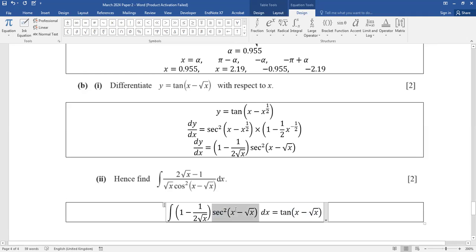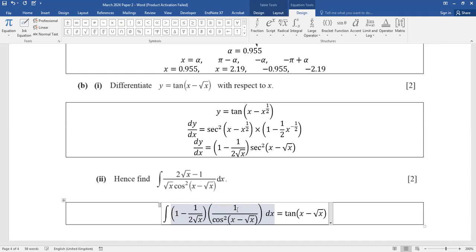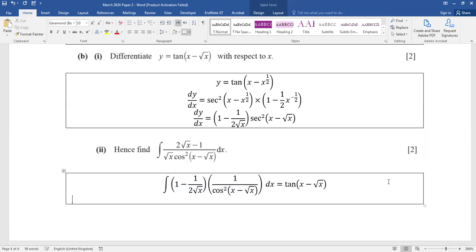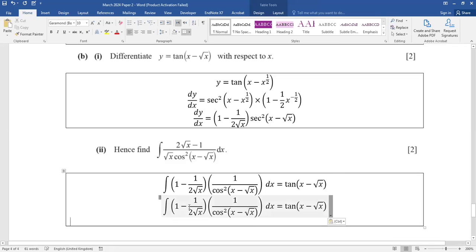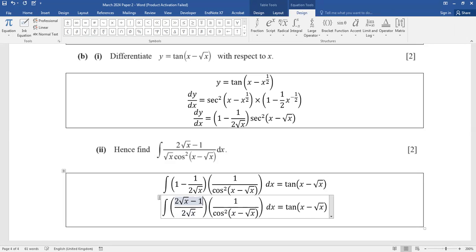Now let's try to simplify this. In place of the sec, I am writing 1 upon cos square of x minus x. And if I were to simplify it using an LCM with the first fraction, this will be 2 square root of x and 2 square root of x minus 1. So if I wanted to integrate, this is something that I can integrate.